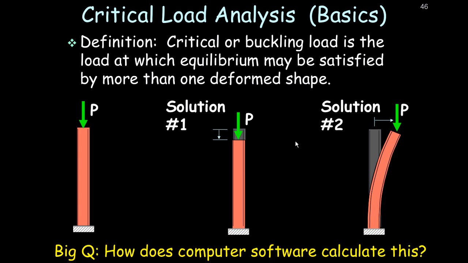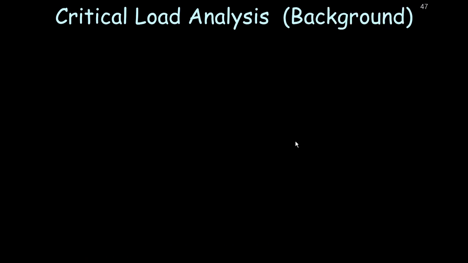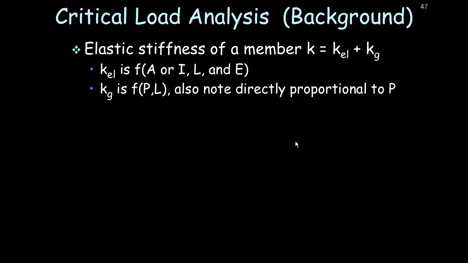All right. So how does a computer do this? Well, like I said, it's a critical load analysis. What it's basically doing is, recall that the elastic stiffness of the member was a function of the first order stiffness, which was a function of the area, the moment of inertia, the length, the modulus, the orientation, and also the geometric stiffness. Now that geometric stiffness term, as you'll note in my previous slide, is always directly proportional to the axial force in the member. And so that's a key element.